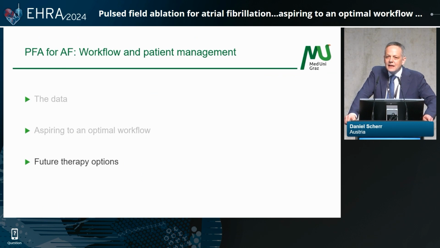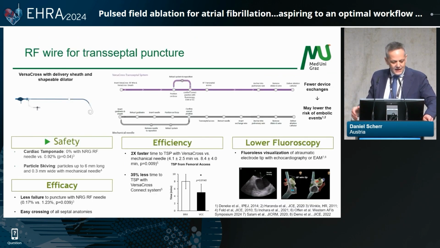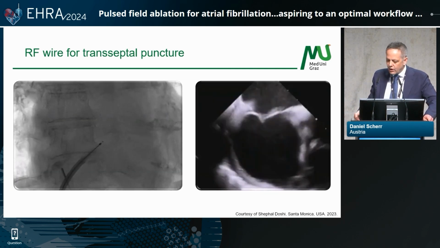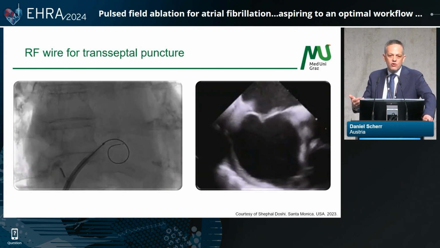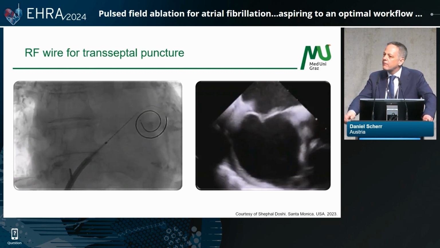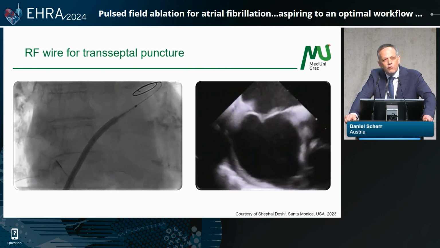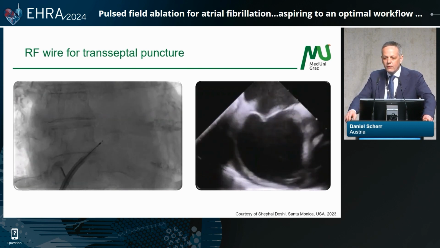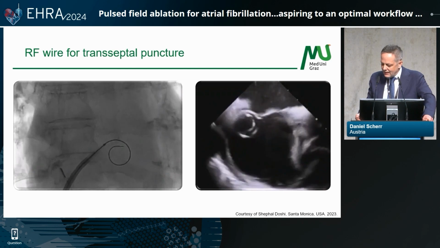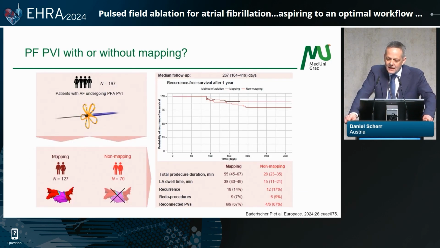Let me come in the last 2 to 3 minutes to future therapy options, and there are, of course, many. Some I want to tap onto is the RF wire for transseptal puncture. Again, many experts in the room on transseptal puncture, but think about this democratization of AF ablation, making it accessible to more patients and also more physicians, maybe also physicians who don't have the privilege, like most of you here in the room, to do this procedure several times a week or almost every day. So, it's about easing the procedure and just making it more accessible.